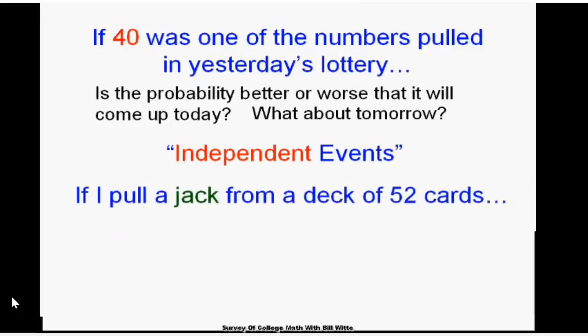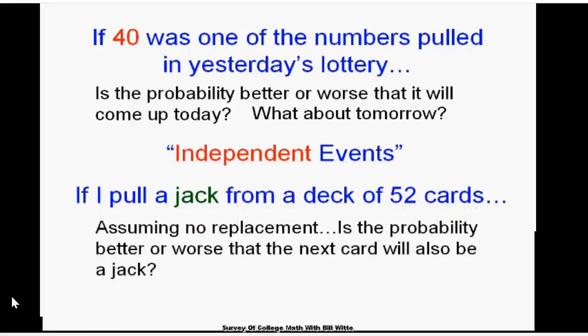If I pull a jack from a deck of 52 cards, I only have 51 cards left. Assuming I don't put that card back, is the probability better or worse that the next card will also be a jack? Well, that really affected it, didn't it? Those two events are dependent events because they really affect each other.